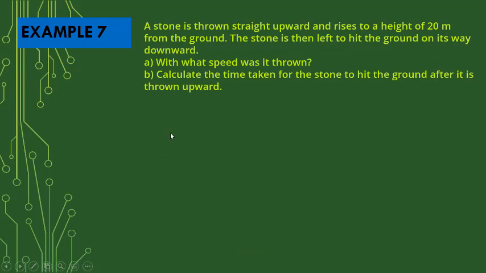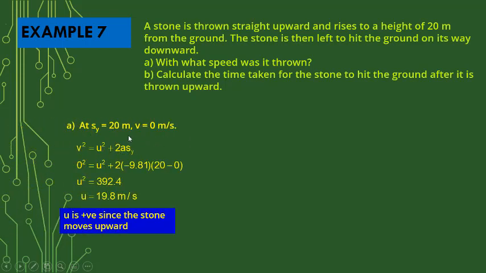Example 7. A stone is thrown straight upward and rises to a height of 20 meters from the ground. The stone is then left to hit the ground on its way downward. A. With what speed was it thrown? B. Calculate the time taken for the stone to hit the ground after it is thrown upward.